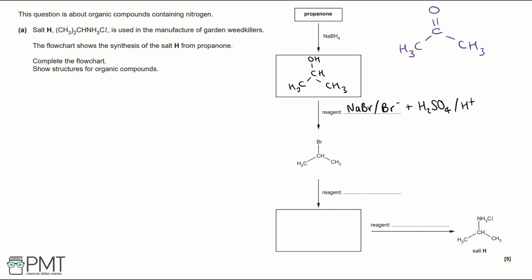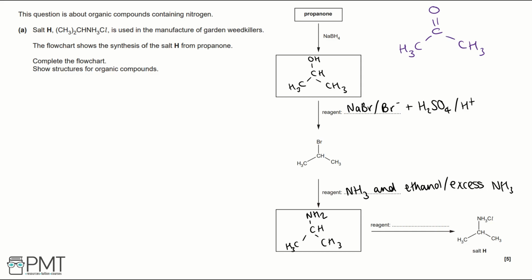So we don't have any clues, but we do have this final salt product. So firstly, before we get to this salt product, we're going to have an amine formed. So that's going to be CH NH2, and then we have our 2 CH3 R groups. So the reagent to go from this haloalkane to an amine is NH3 and ethanol. Alternatively, you could have said that you're going to use an excess of NH3 or ammonia.